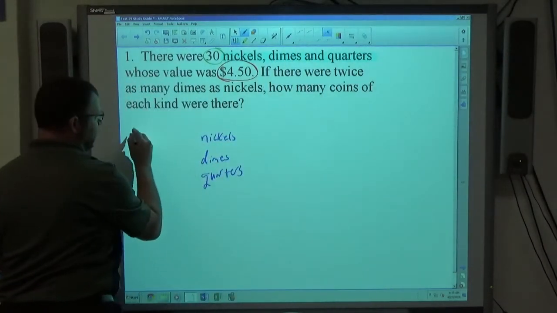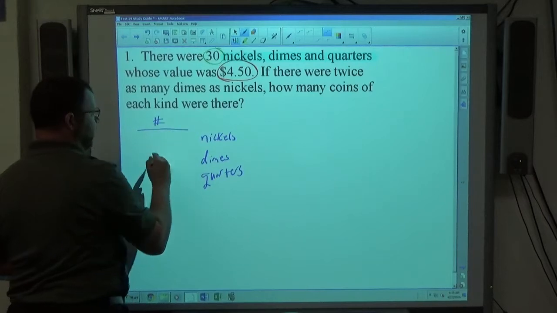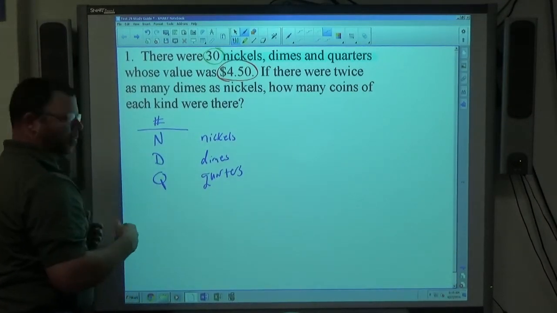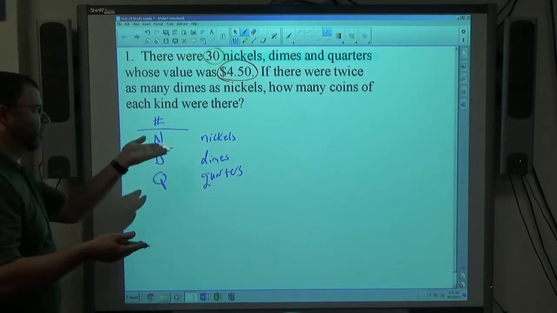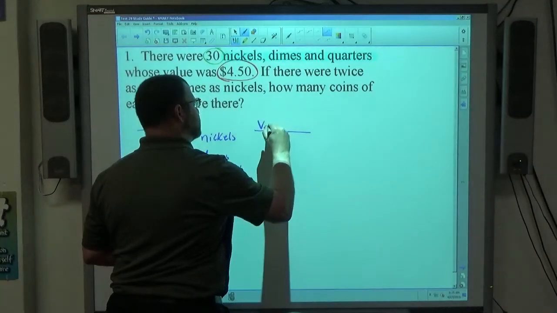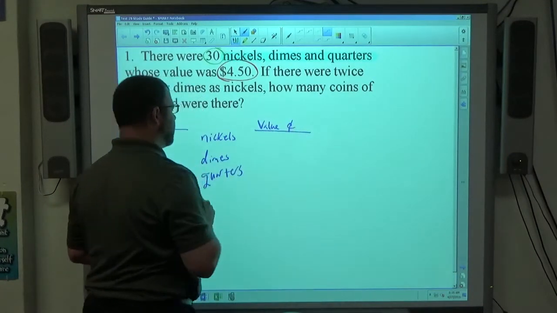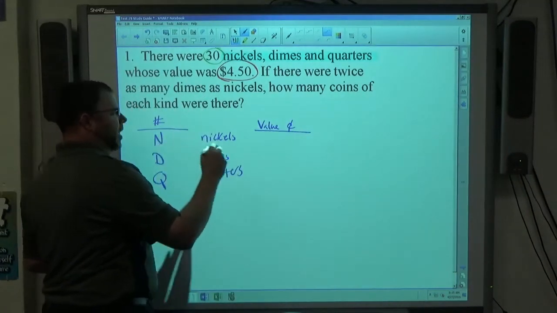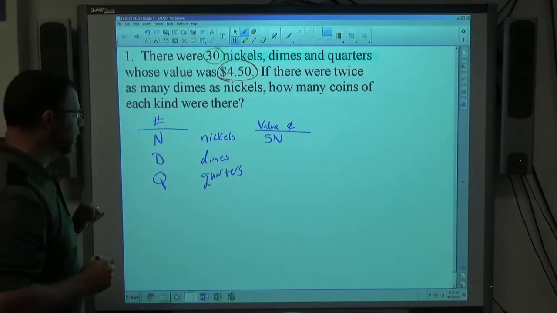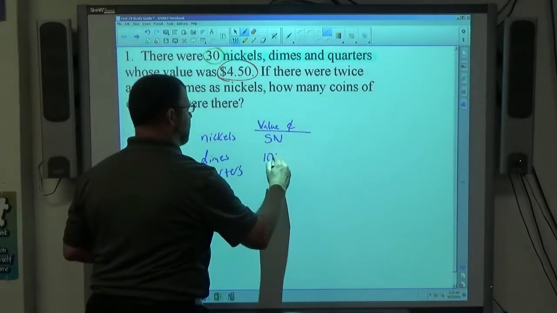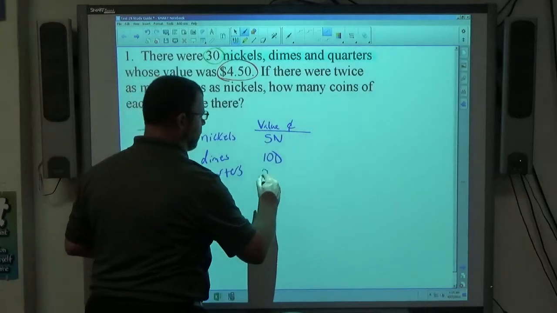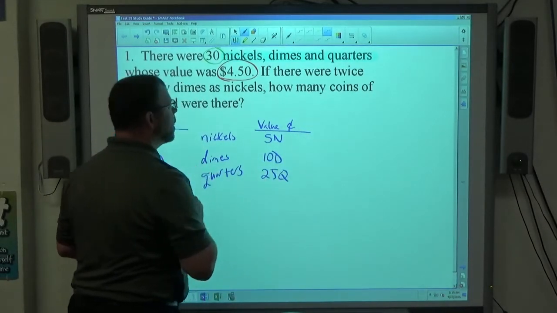I'm going to set up unknowns. Number of things is going to be n nickels, d dimes, and q quarters. Value, we're going to do in cents. Every nickel is worth 5 cents. We have n of them, so 5n represents the amount of money we have in nickels. Every dime is worth 10 cents. We have d of them, so 10d is the amount of money in dimes. Every quarter is worth 25 cents. We have q of them, so 25q is the value of money in quarters.